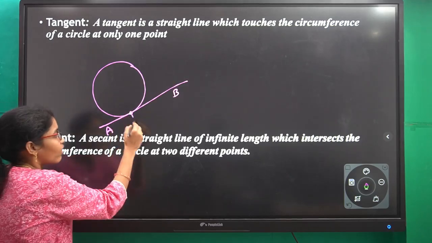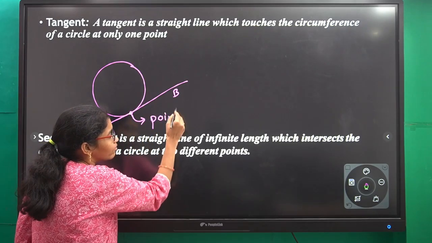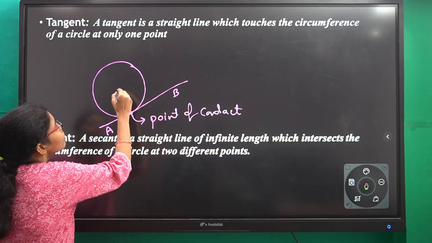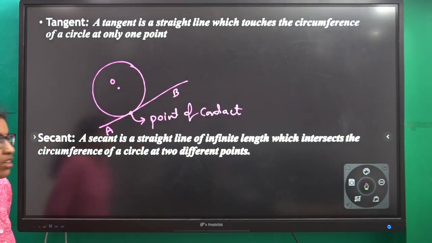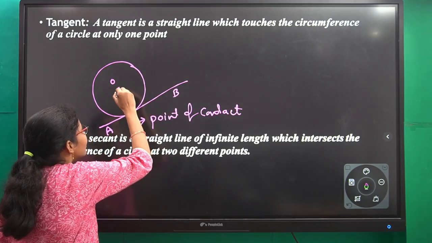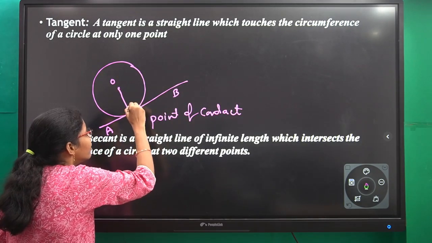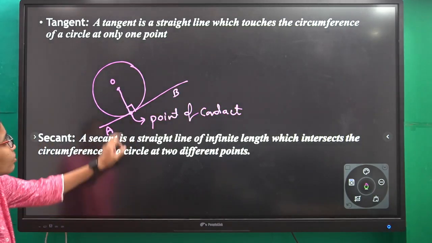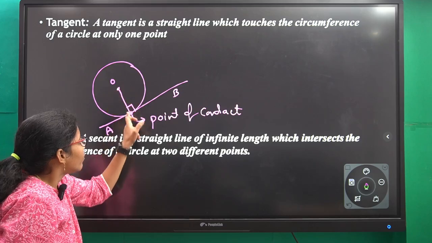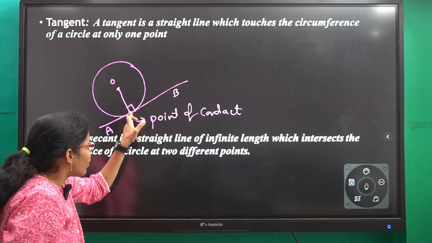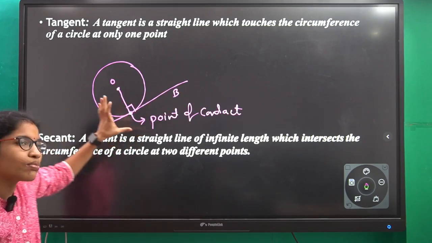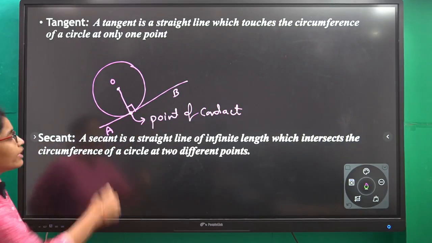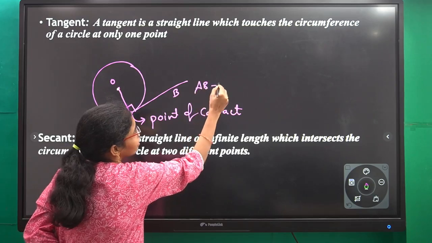This point is called the point of contact. This is the center I have taken. Always, the tangent is perpendicular to the radius drawn from the center to the point of contact. Clear? The radius drawn from the center to the point of contact and the tangent always make a perpendicular. This is a very important point. So here AB is called a tangent.